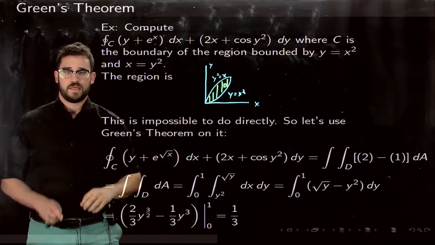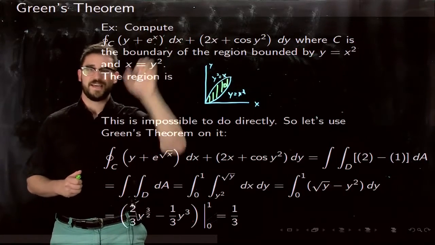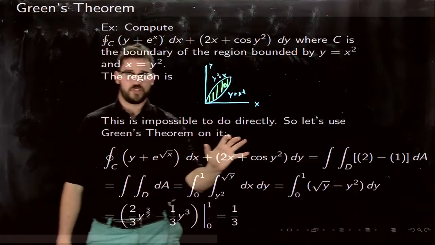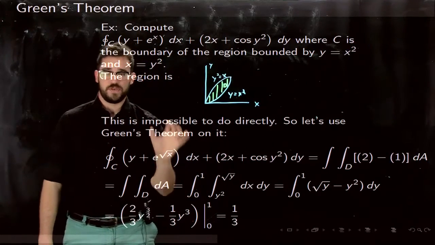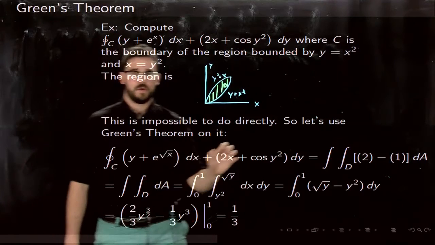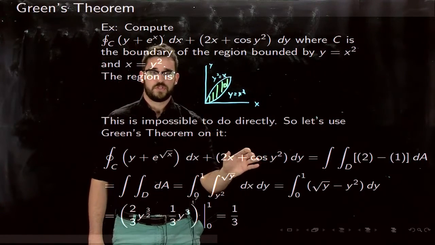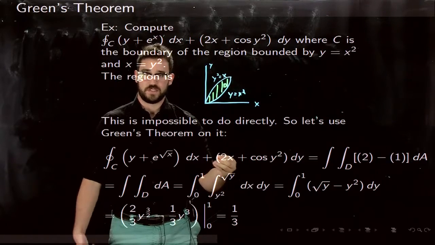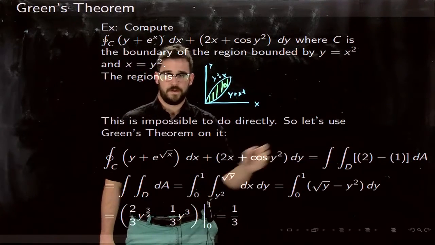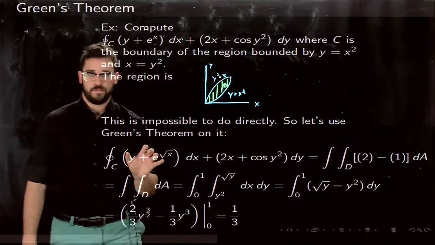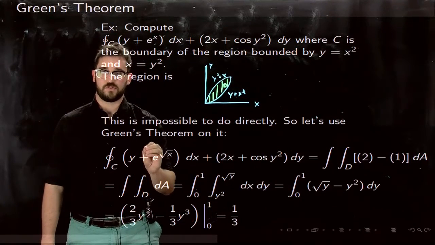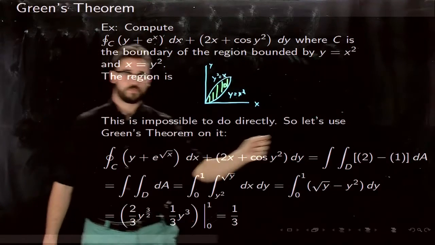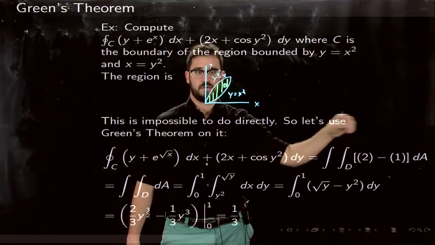Well, it's impossible to do this directly, so we're going to have to invoke Green's theorem. We have our initial integral, and we use Green's theorem. Now, here is our Q. We take the derivative with respect to x, which would just be 2. Plug the 2 in there. Here is our P. We take the derivative with respect to y, and we just get our 1. And we have 2 minus 1 dA.